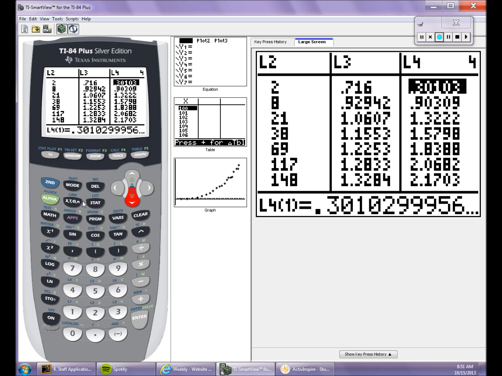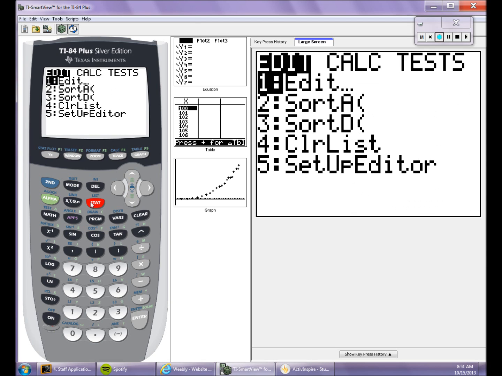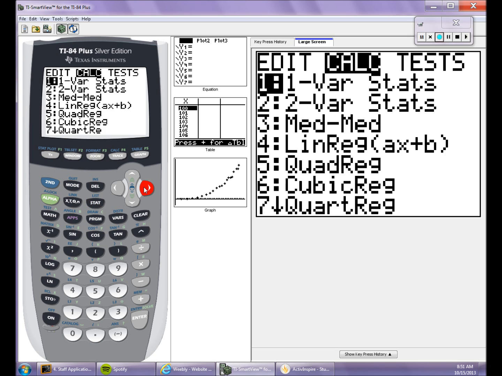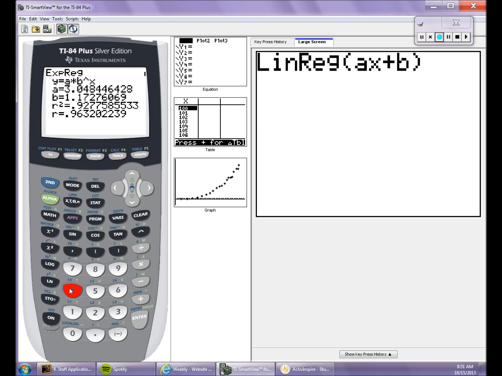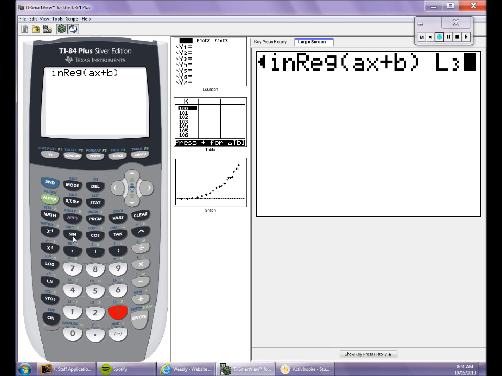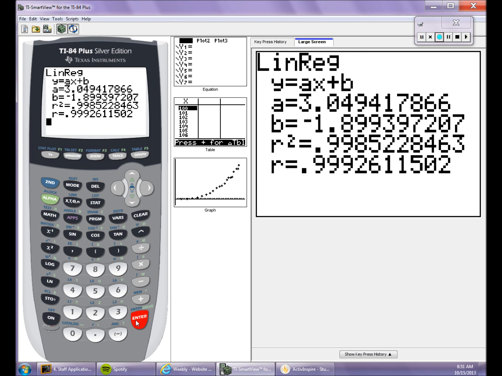I would now want to make the least squares regression line of L3 and L4 by pressing Stat, over to Calculate, Option 4. I need to tell the calculator manually to please go to L3 and L4 since it will default to L1 and L2. And I now have a linear model of the linearized data in L3 and L4.